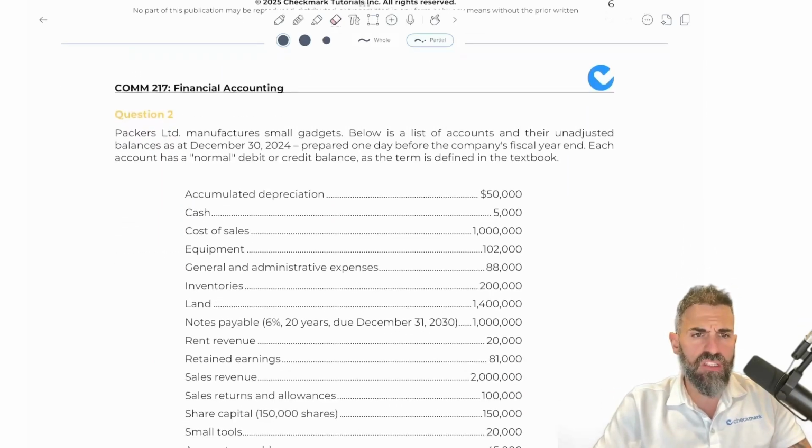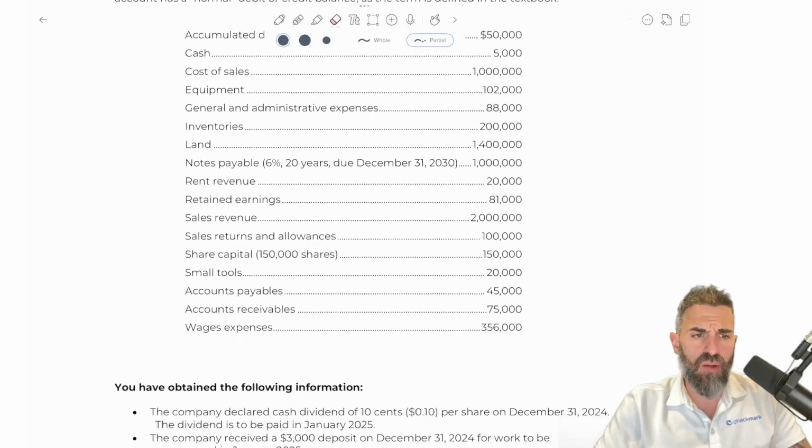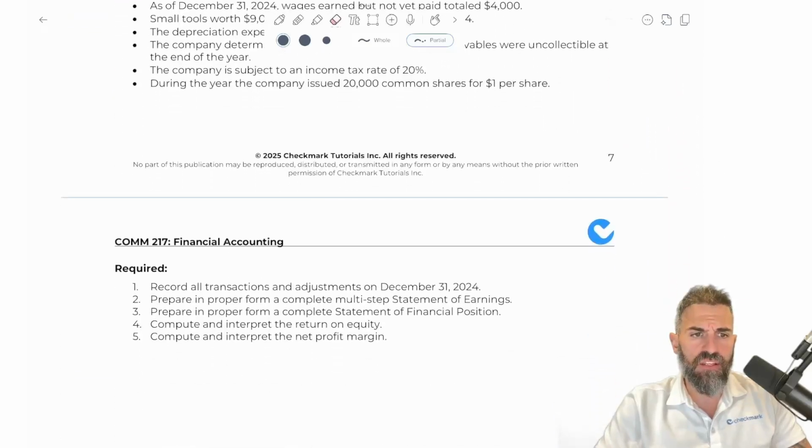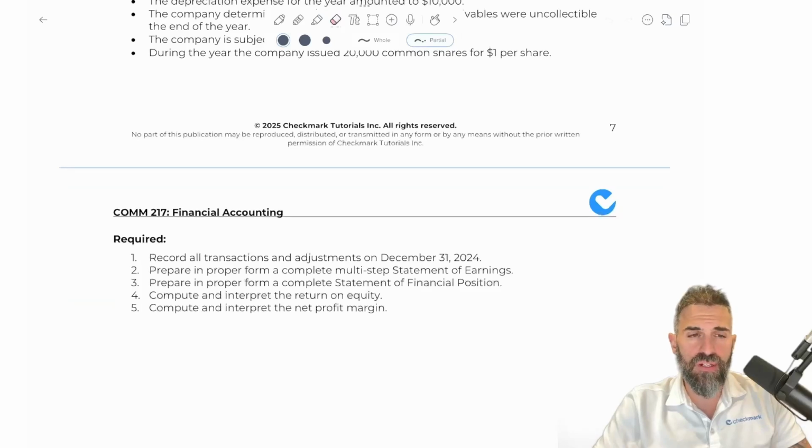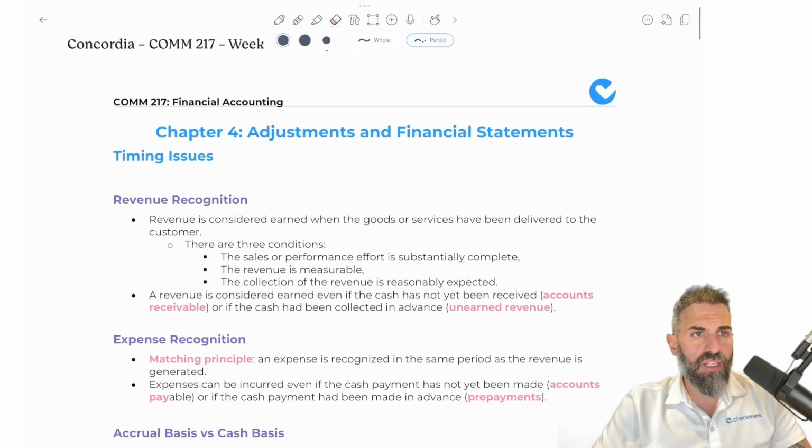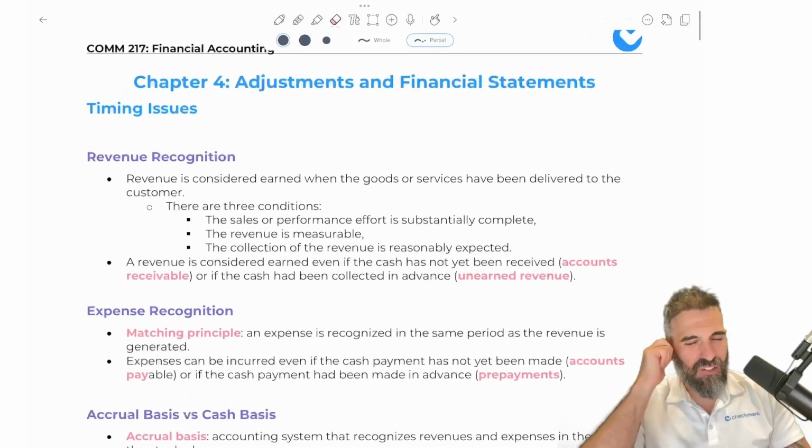Just to give you a sneak peek, an exam question could potentially look like this, where you've got some information, you've got a list of accounts, you've got transactions, and then you're asked to put it all together, to record the transactions, to record the adjustments, to write your 2 statements, and to calculate some ratios. Before we get into that though, let's talk about what this adjustment process is.